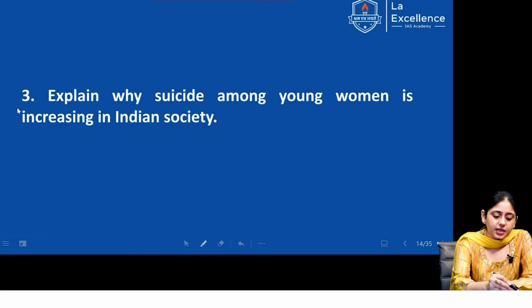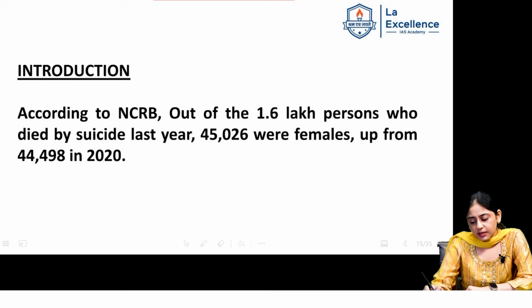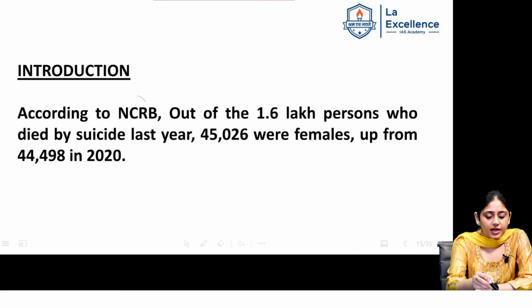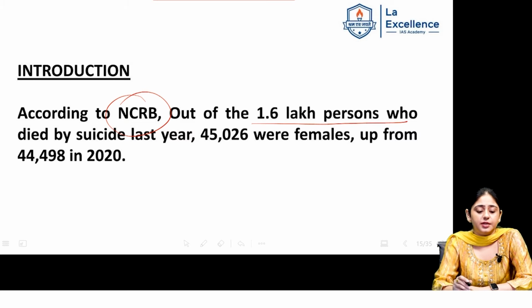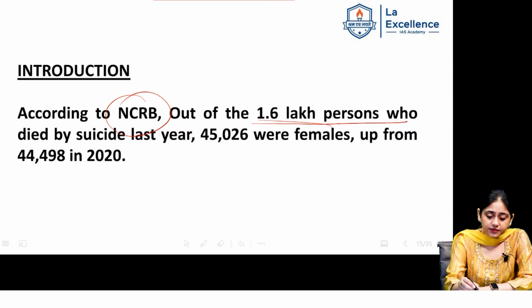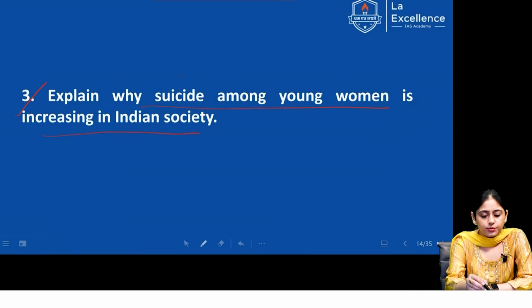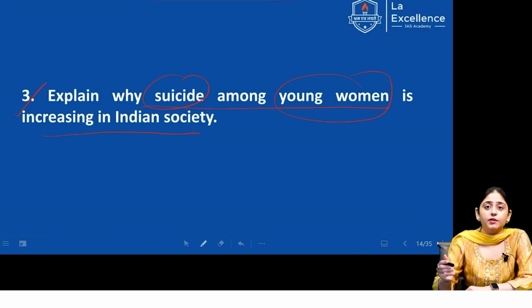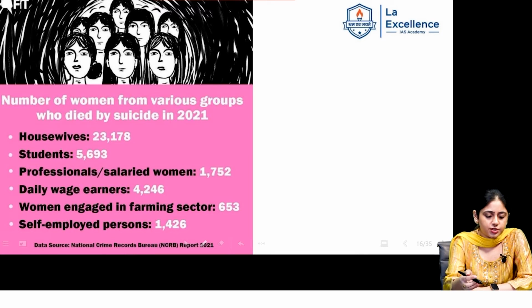Next, third question is, explain why suicide among young women is increasing in Indian society. So now this again was in news. There was a statistic which your National Crime Records Bureau released, that out of 1.6 lakh persons who committed suicide last year, around 45,000 were females, right? So because of this, they have asked you why suicide is increasing among young women. What are the causes? So this is a picture showing a breakup of the NCRB records.